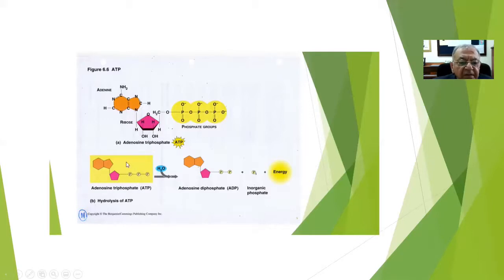When ATP breaks down, it results in the formation of ADP. ADP is adenosine diphosphate. It has 2 phosphates, and energy is released when ATP is converted into ADP. ADP with energy and phosphate can again be converted into ATP. This is what is called the ATP-ADP cycle.